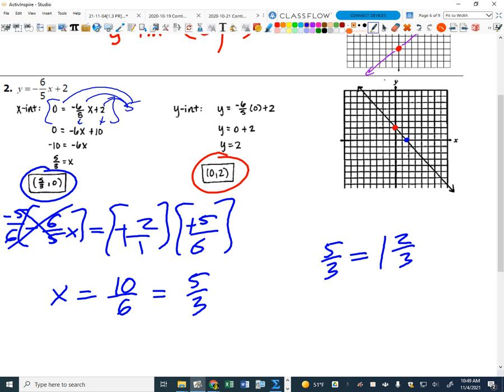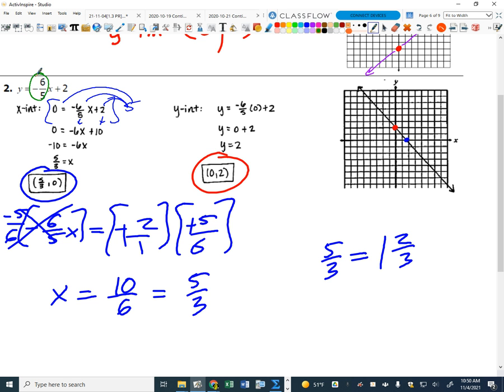Okay, with this one, was there maybe an easier way to graph this one? Look at the original equation. I'll tell you what, I would not have used intercepts to graph this one. What would you probably have done on this one? Y equals negative 6/5 x plus 2. Probably start at 2, right? And then just use a slope triangle and create a second point that way. Everybody get that?